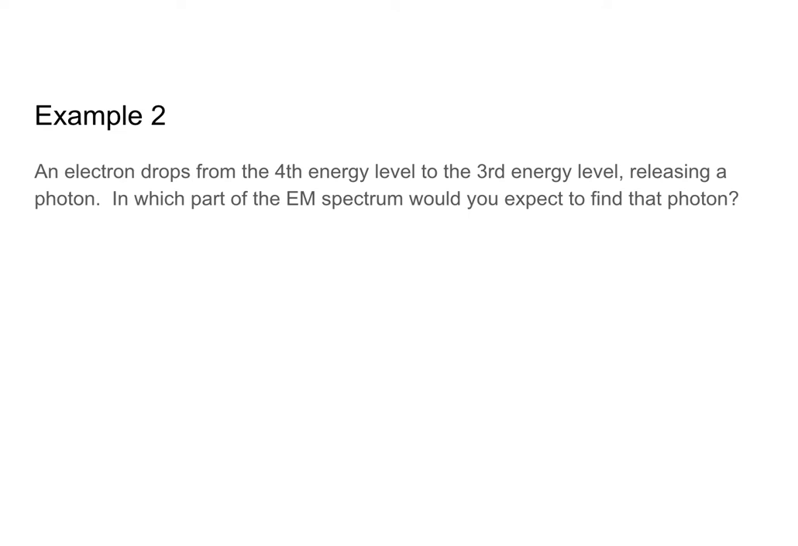Let's look at another example. An electron drops from the fourth energy level to the third energy level, releasing a photon. In what part of the EM spectrum would you expect to find that photon? So we want to figure out the approximate wavelength or frequency of the photon in order to figure out where in the electromagnetic spectrum that might be.